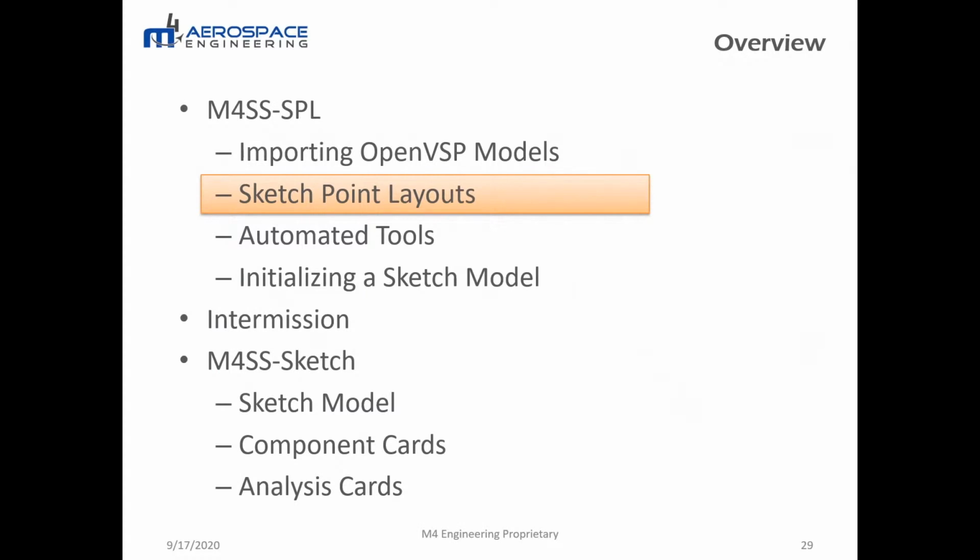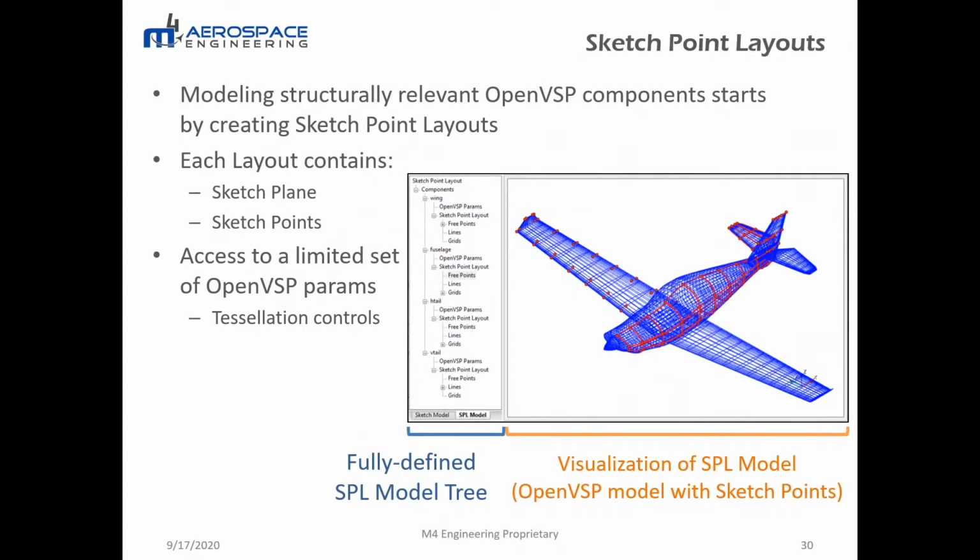So now that the OpenVSP model is inside Structure Studio, sketch point layouts can start being defined. Structure Studio is used to predict structural weight. However, it isn't able to do that without any user input. It needs some information about the vehicle to make physics-based predictions. This information starts with the user-defined sketch point layout.